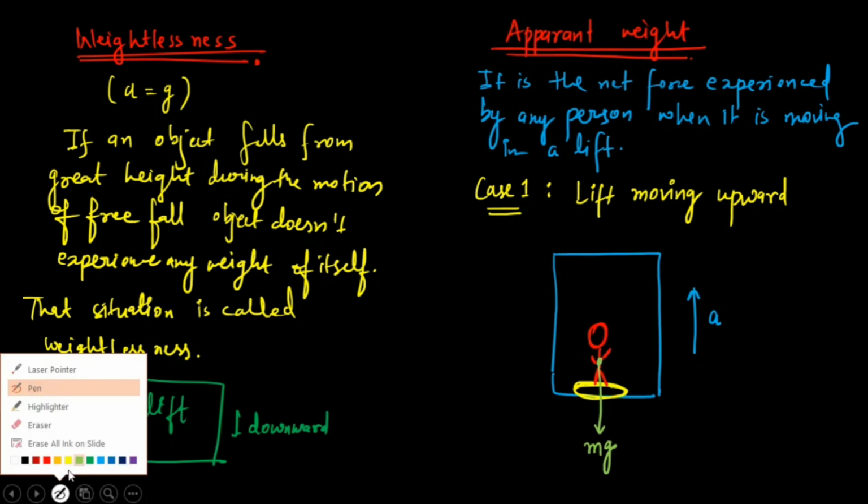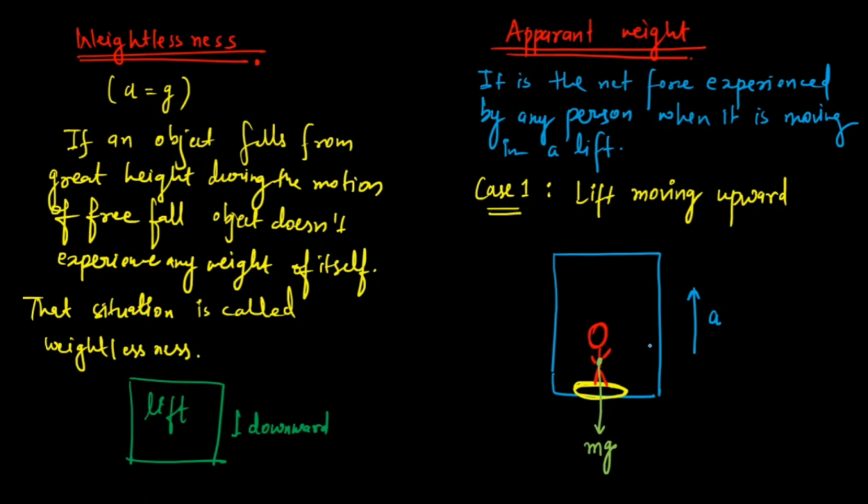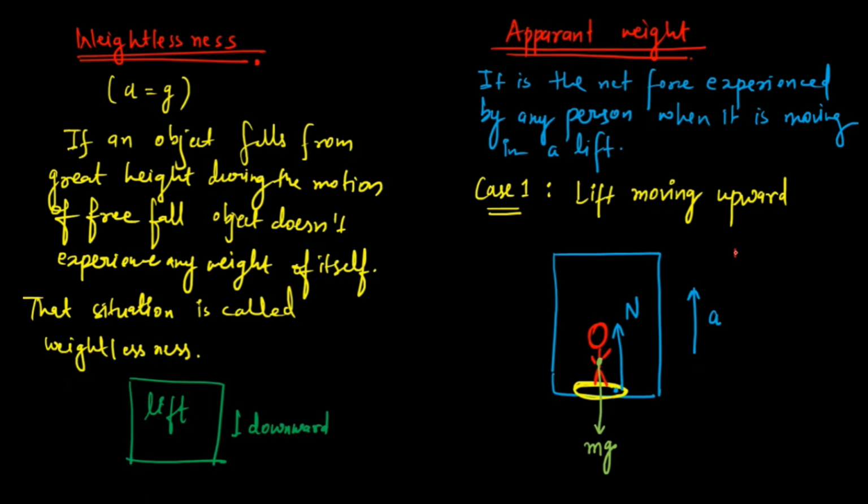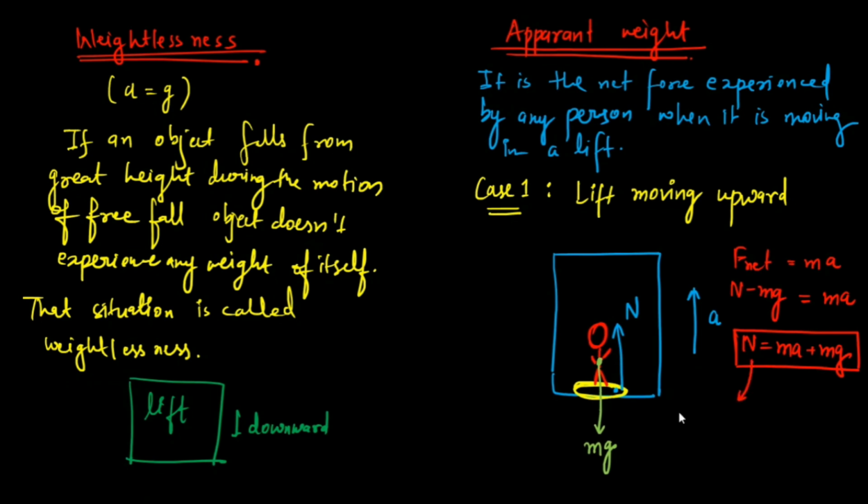As the weight acts in the downward direction, the weighing scale must apply a normal reaction, in the same direction as the acceleration. Newton's second law of motion says F is nothing but mass times acceleration. So here the net force is N minus mg, which is equal to ma. So N is equal to ma plus mg. Whatever normal reaction we calculated here is actually the reading of the weighing scale.